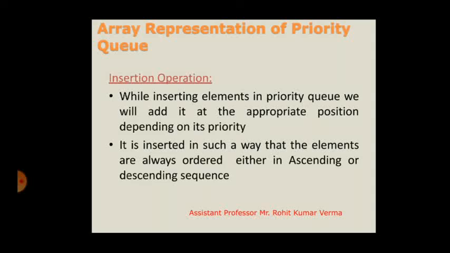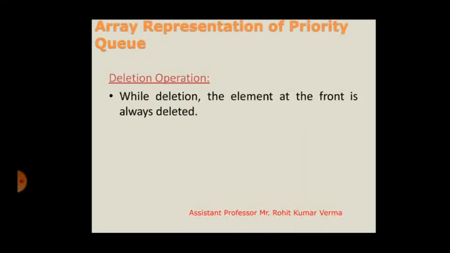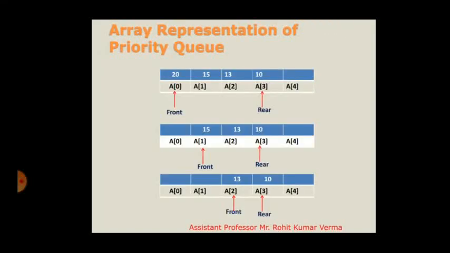So here you can see this is our array representation of priority queue. Now we have our deletion operation. Dear students, in case of deletion operation of priority queue, you should always remember the elements are removed at the front. Whenever you are performing deletion, you have to remove the element at the front. So this is our array representation of priority queue.